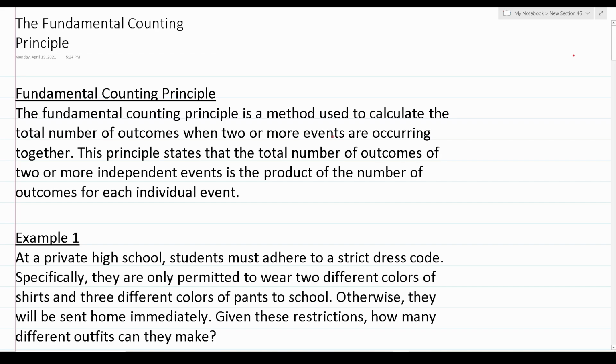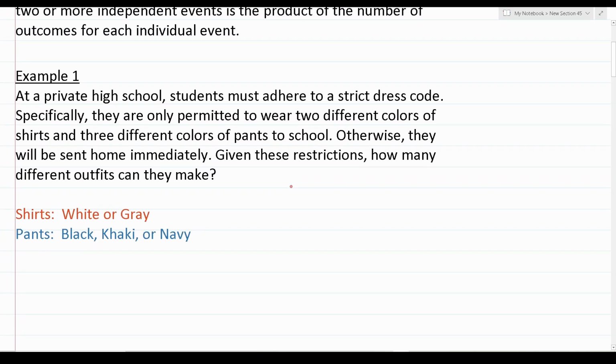All right, so not surprisingly, I'm going to start today's video by reviewing the definition of the fundamental counting principle. And as you can see, it says the fundamental counting principle is a method used to calculate the total number of outcomes when two or more events are occurring together. The principle states that the total number of outcomes of two or more independent events is the product of the number of outcomes for each individual event. So, in the next three examples, we're going to see different instances in which we could use the fundamental counting principle to solve what otherwise might be pretty complicated problems. So let's go ahead and take a look at our first example.